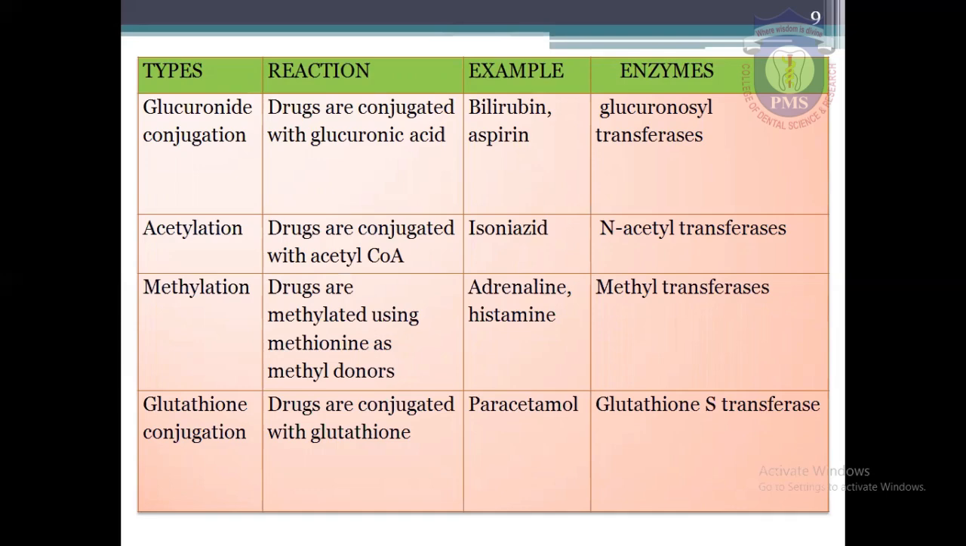The third reaction is methylation. The drugs are methylated using methionine as the methyl donor. Examples include adrenaline and histamine. The enzymes involved in this type of reaction are methyl transferases. About glutathione conjugation, the drugs are conjugated with glutathione. An example is paracetamol. The enzymes involved in glutathione conjugation reactions are glutathione S-transferases.